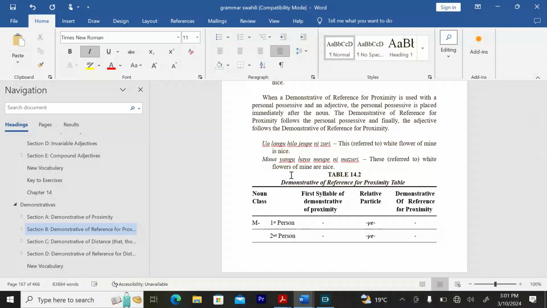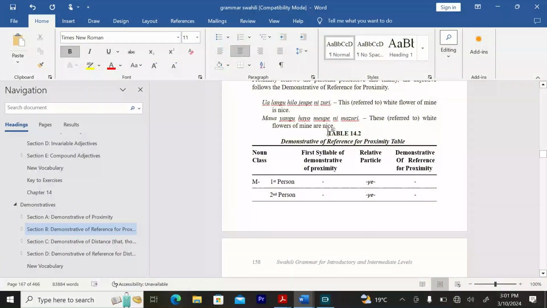In plural, maua yangu hayo meupe ni mazuri, which means these white flowers of mine are nice. And these flowers have been referenced, or referred to.